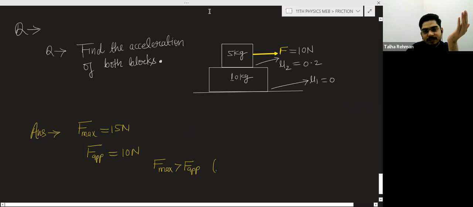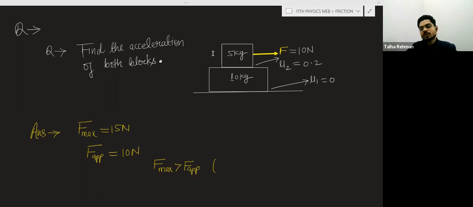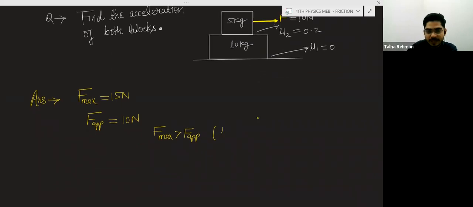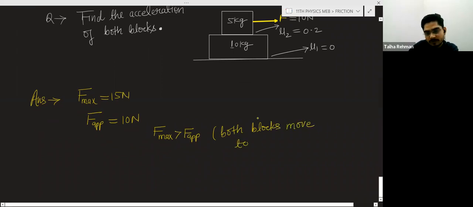You were asking what will happen when both blocks will not move. That can be the possibility when this surface also has some friction. Because this surface is smooth, that is why when you apply a force, there is no opposing force. That is why this system is moving. So you can say that both blocks move together.